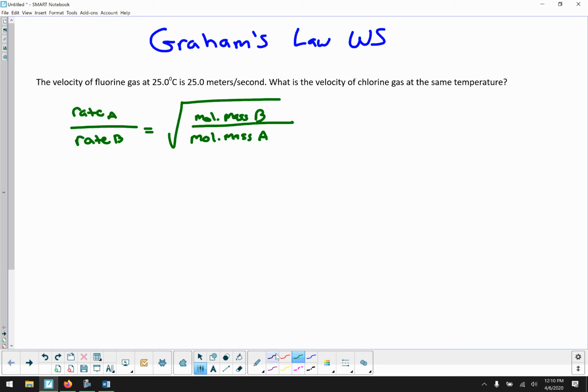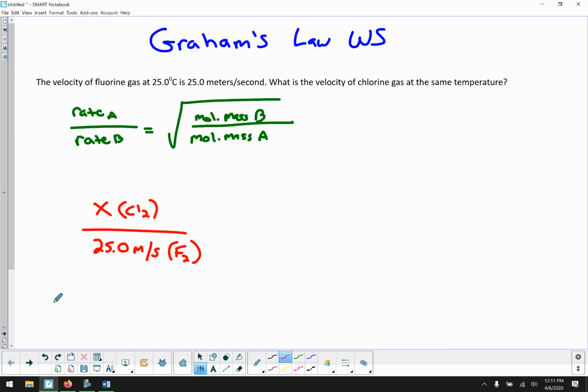So I like to set my unknown to be in the numerator. In this case, my unknown is a rate. Meters per second is a rate. So I'm going to set X up here, and that's the rate that goes with chlorine, because that's what it's asking about. Chlorine, remember, Cl2. That's going to be important. And then fluorine happens to be 25.0 meters per second, and that's with F2.